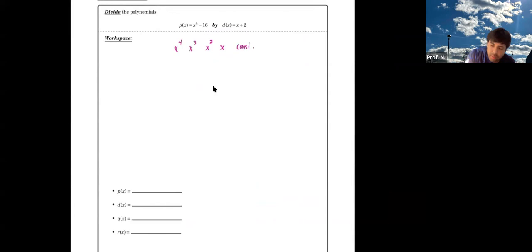The a value here is what? What's the a value? The a value here is -2. So I got -2 placed outside. Then I want to write the coefficients of my dividend, which are what? So first one, x to the fourth, is 1. There's no x cubed, so what do we put? 0. There's no x squared, so what do we put? 0. There's no x value, so what do we put? 0. The constant is -16, and that last number here will be my remainder.